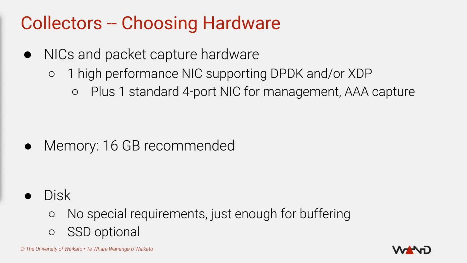Your collector should also have a second card, preferably with at least 4 interfaces that you can use for out-of-band management, communication with the provisioner, and for capturing other lower rate traffic streams, such as your AAA or voice traffic. These interfaces do not need to be particularly high capacity. 1 gigabit per second should suffice in most use cases.